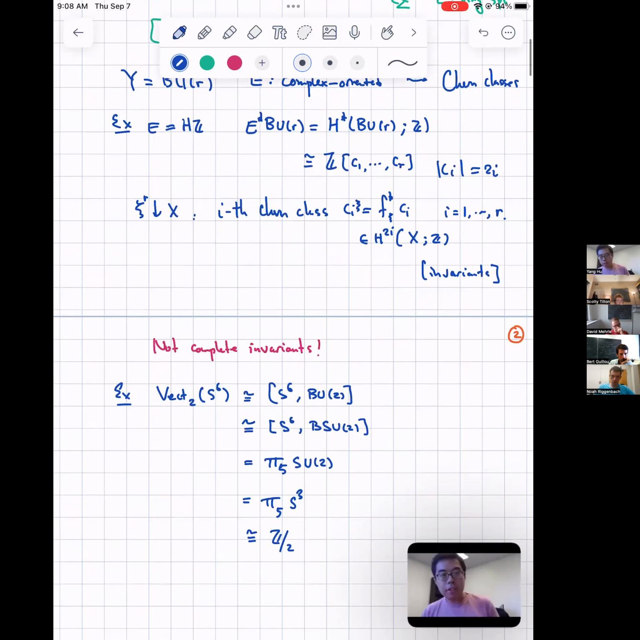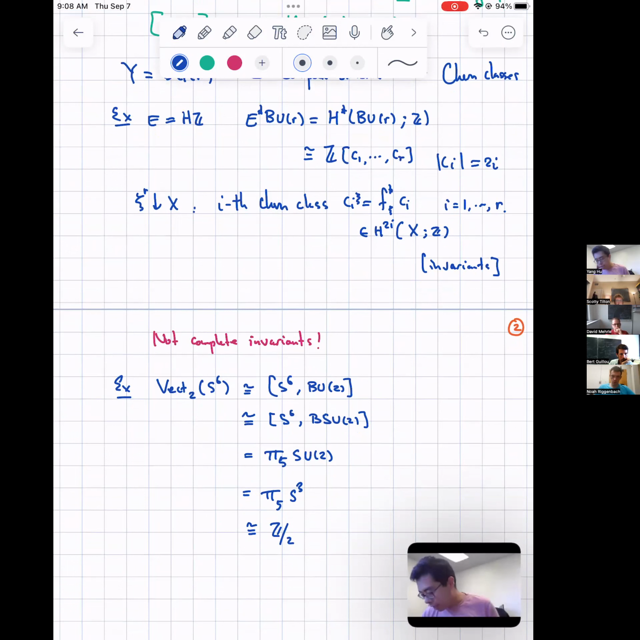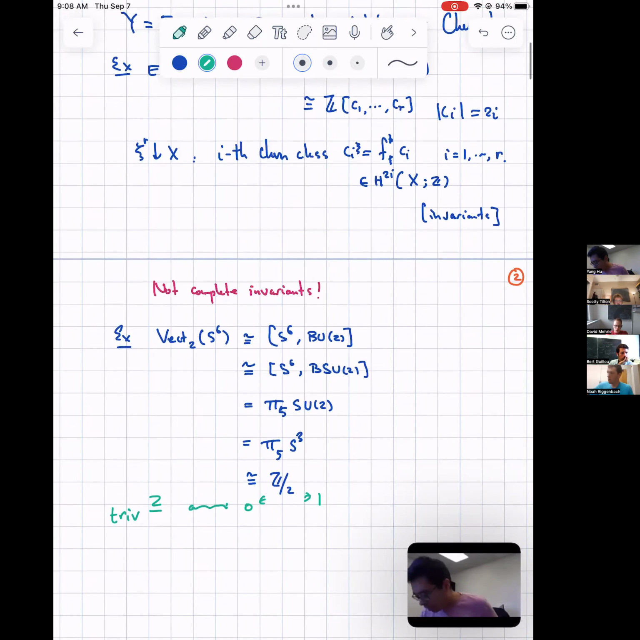Right, so what this calculation tells us is that there are exactly two rank 2 bundles over the 6-sphere up to isomorphism. One corresponds to the trivial element of the group, and of course, that bundle is the trivial bundle of rank 2. But there's another one corresponding to the non-trivial element of the group. And this bundle is called an eta. So it's a rank 2 bundle, which is non-trivial. But this bundle must have trivial Chern classes.